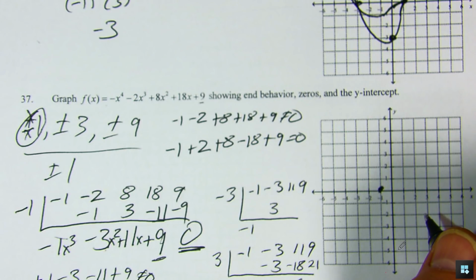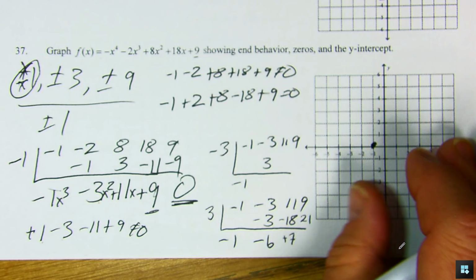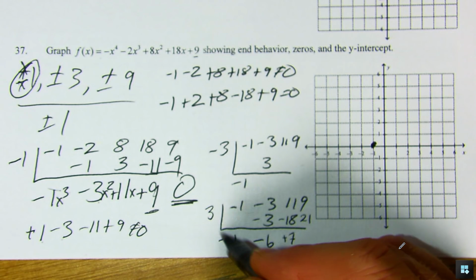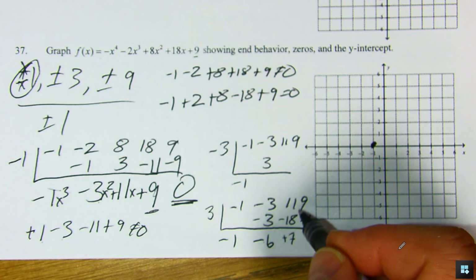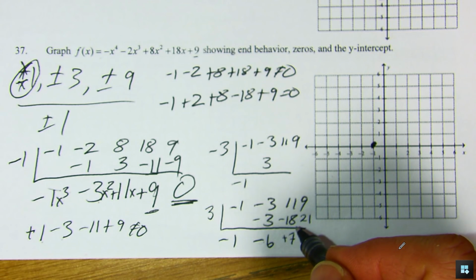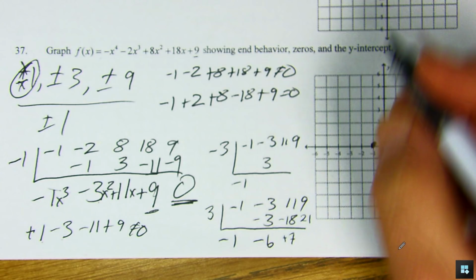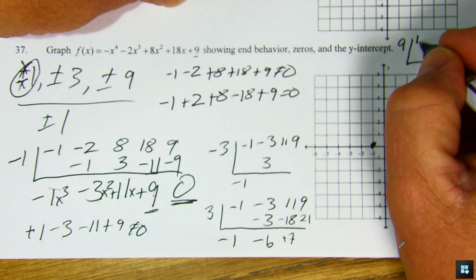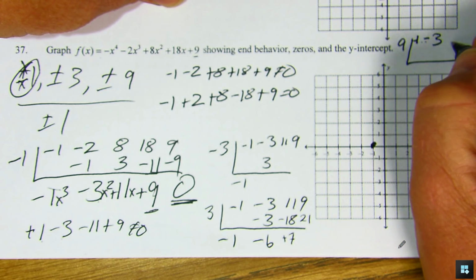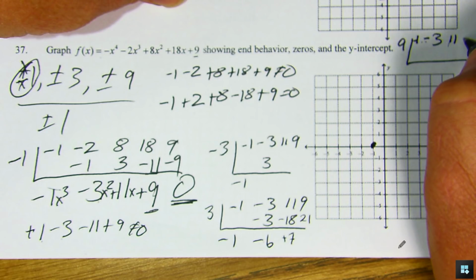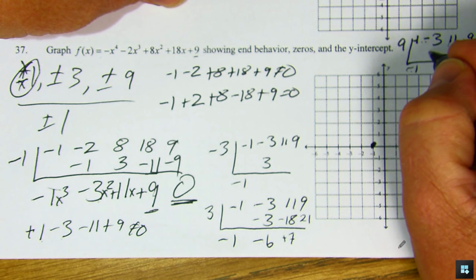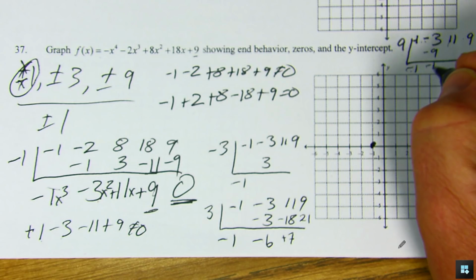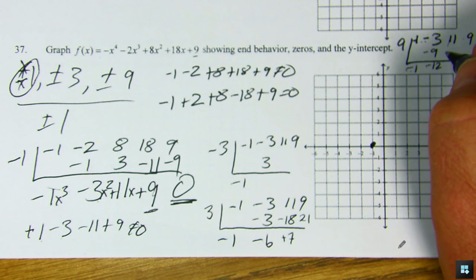Guess we can always try 9. Did I mess up somewhere, guys? Come on, do you see it? Did I mess it up? Let's try this one again. Let me just verify. Okay. Let's try 9. Hopefully 9 works. Negative 1, negative 3, 11, and 9. So negative 1, it's negative 9, it's negative 12. That's really big. Negative, like 108. That's not going to work.